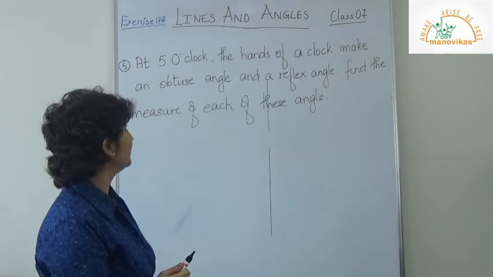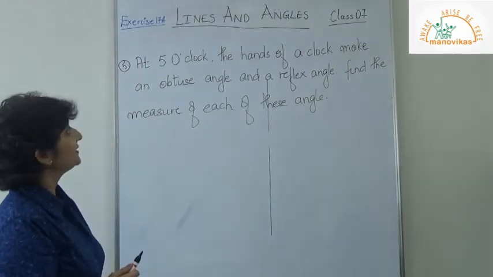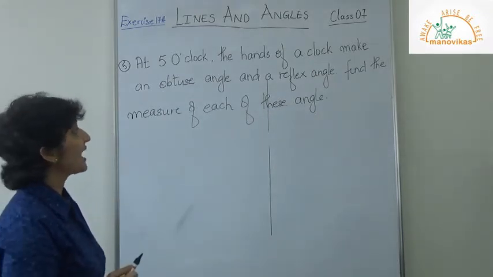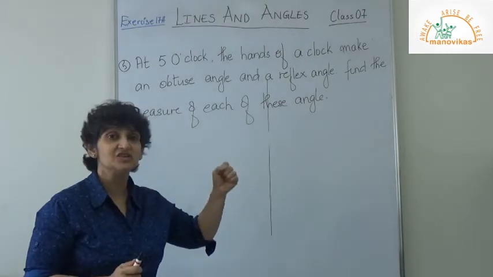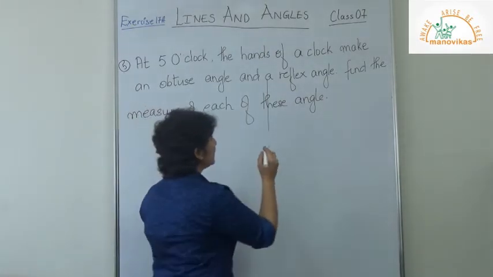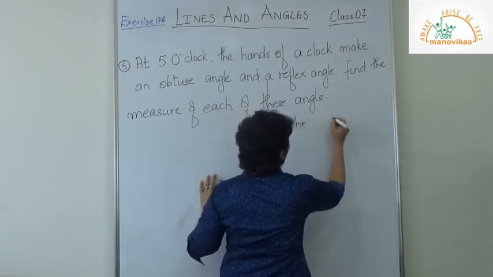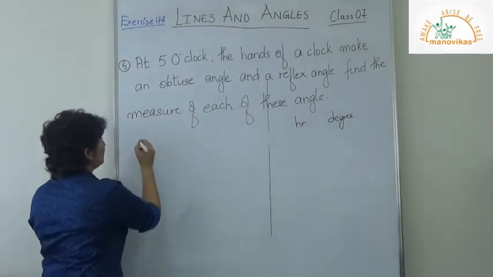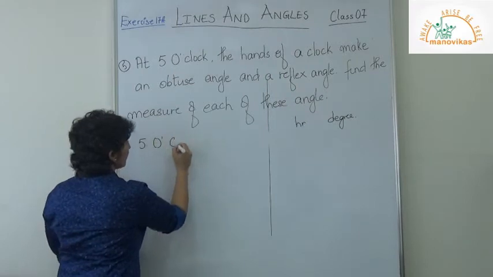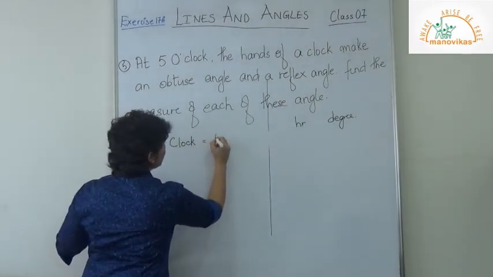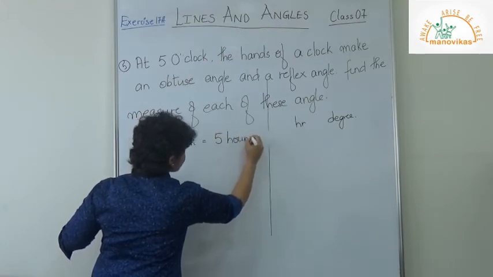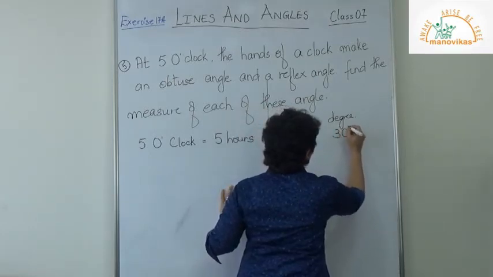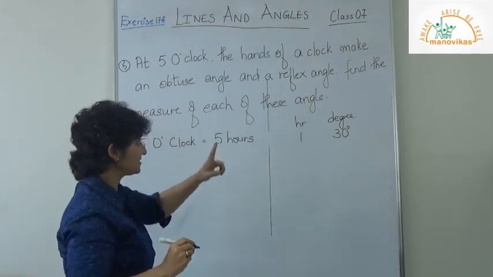Let's read question 5, children. At 5 o'clock, the hands of a clock make an obtuse angle and a reflex angle. Find the measure of each of these angles. So children, let's understand first hours and degrees. Now, 5 o'clock also means 5 hours. Remember, 1 hour is 30 degrees.